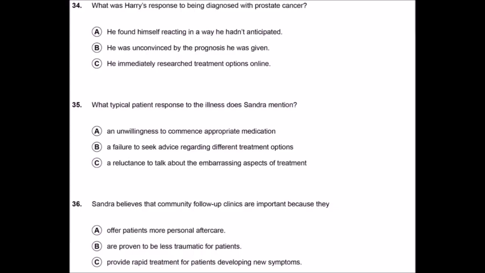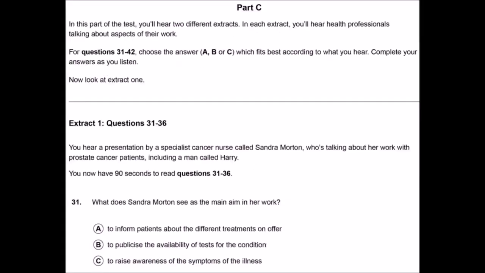My name's Sandra Morton and I'm a specialist cancer nurse, helping cancer patients deal with their diagnosis and treatment. I'd like to tell you about the type of work I do, and particularly about one of my patients, recently diagnosed with prostate cancer. Let's call him Harry, to illustrate the sort of things I get involved with. Now, before we get on to Harry, I'll give you a bit of background.